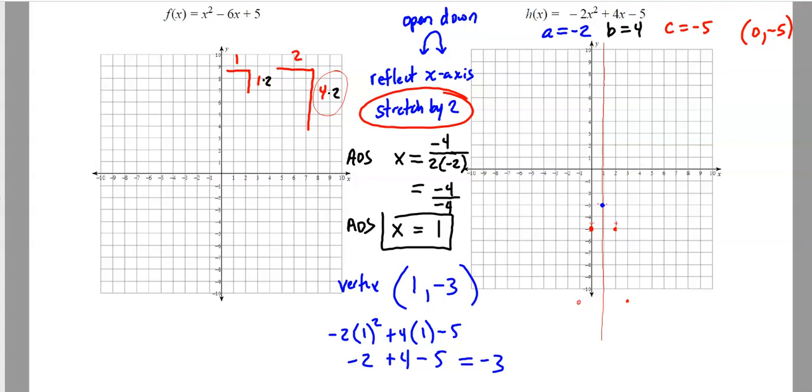And if I want to clean this up, it's going to be a skinny little parabola that opens down, and it got vertically stretched by a factor of 2. And let me see, we got a vertex. Oh, we got to say that we have a maximum. So we have a maximum at, looks like the highest it's ever going to get is at y equals -3.